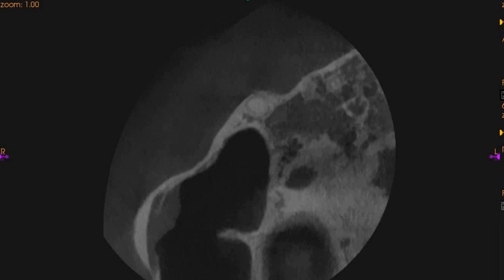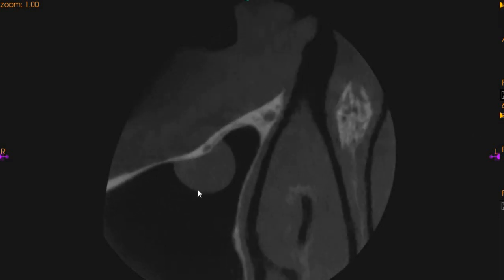No cracks can be seen, and this is where the cyst is present right above the region of the 5, but it is relatively far away from the area where the sinus lift needs to be done. It's not in direct communication.